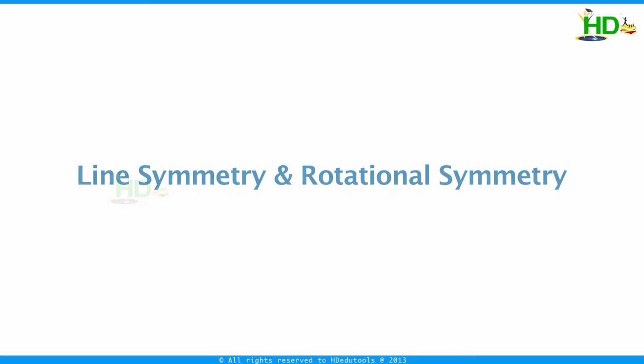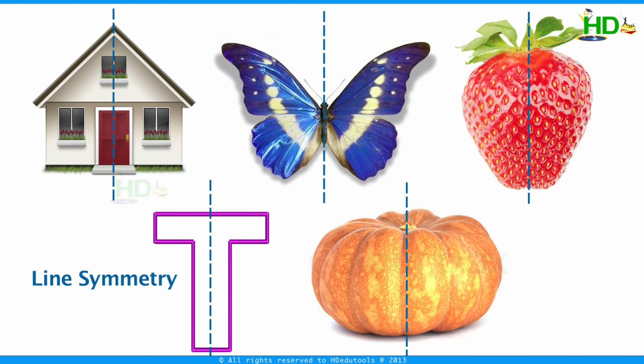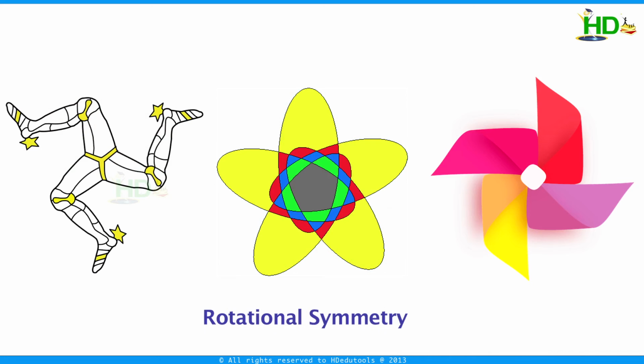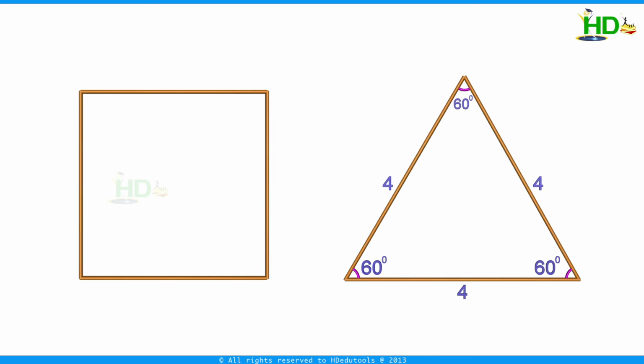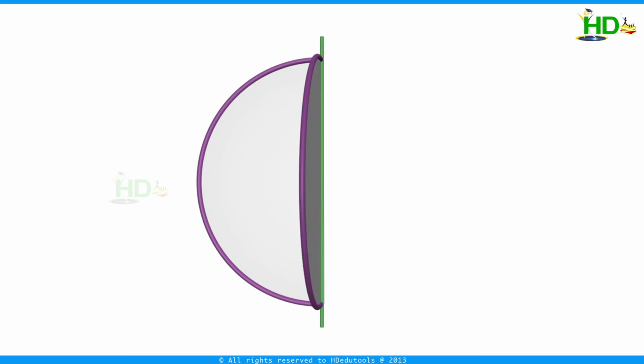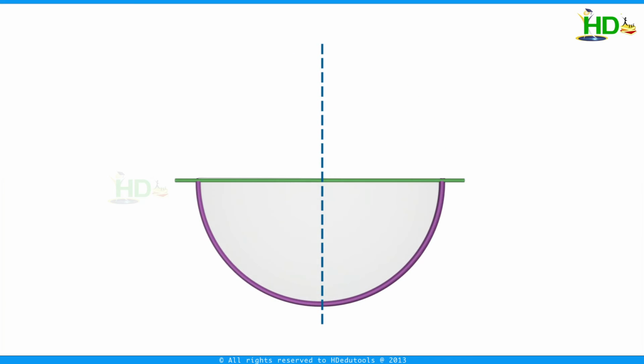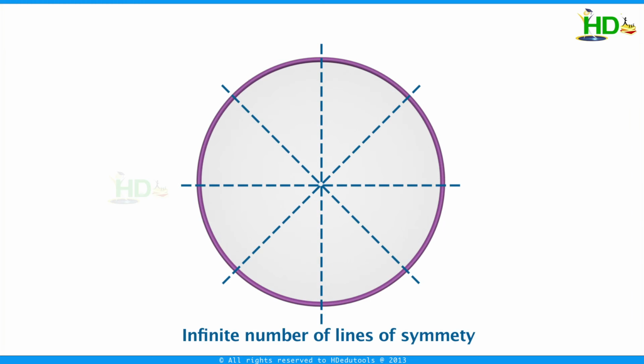Now we can conclude that some shapes have only line symmetry, some have rotational symmetry, and some have both. Squares and equilateral triangles have both line and rotational symmetry. The circle is the most perfect symmetrical figure because it can be rotated about its center through any angle and it will look the same. A circle also has unlimited lines of symmetry.